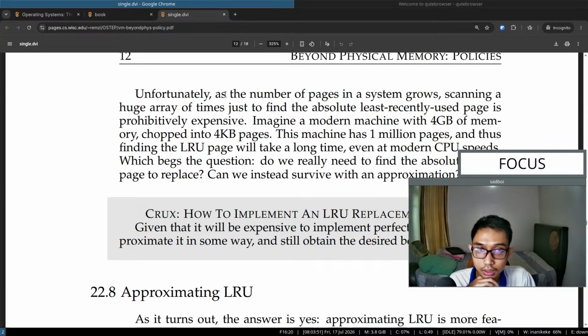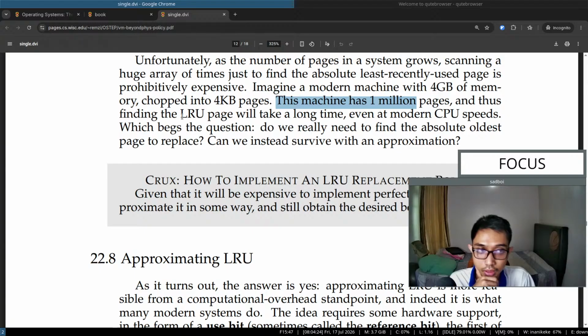Unfortunately, as the number of pages in the system grows, scanning a huge array of times just to find the absolute least recently used page is prohibitively expensive. Imagine a modern machine with 4 GB of memory chopped into 4 KB pages. This machine has 1 million pages, and thus finding the least recently used page will take a long time, even at modern CPU speeds.